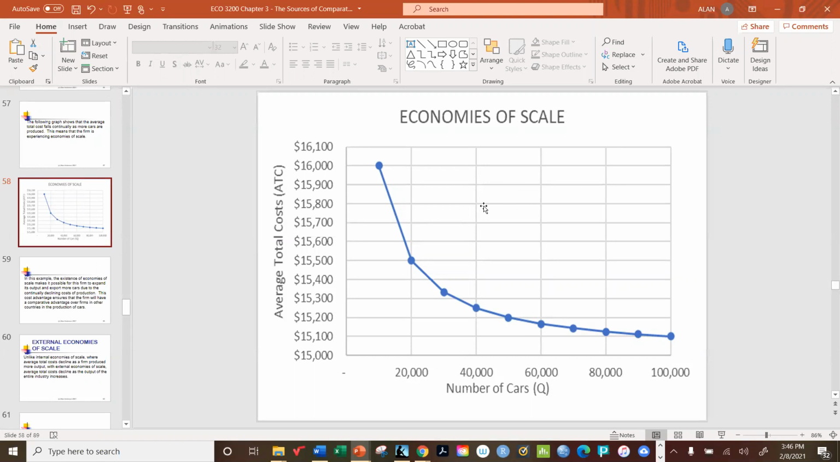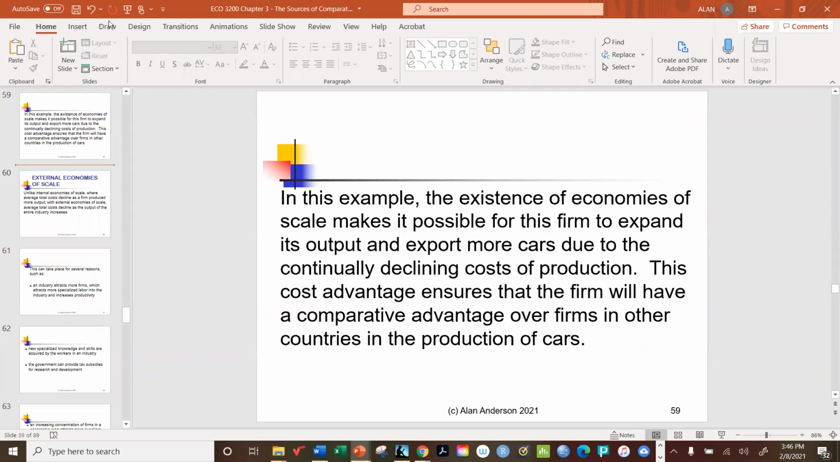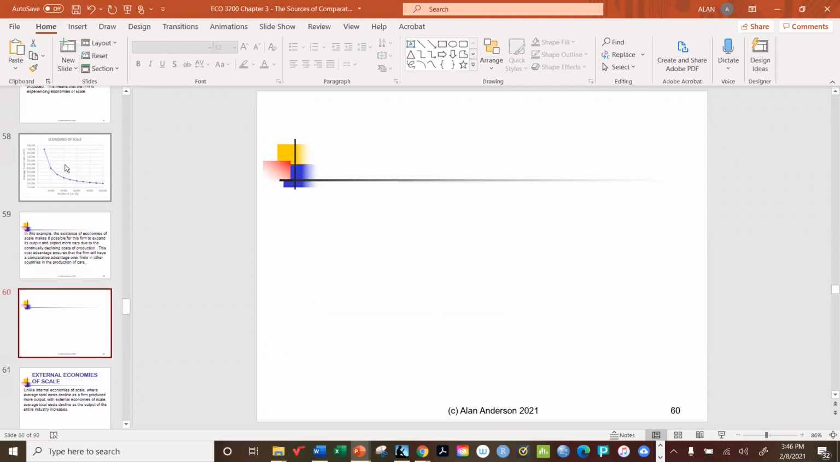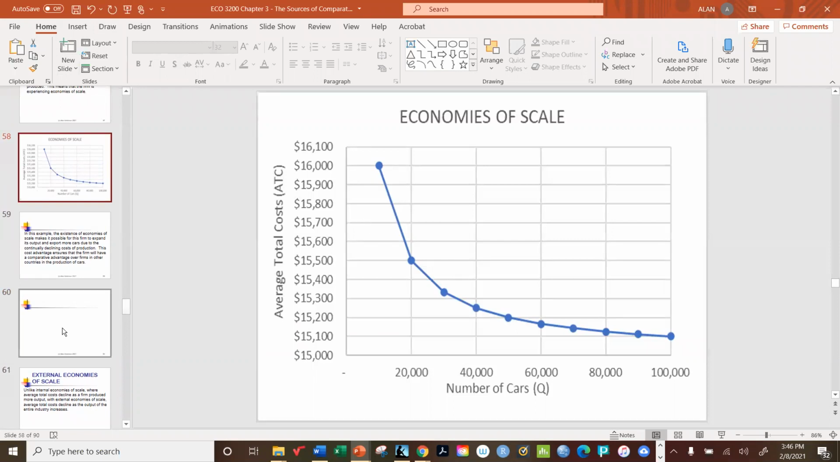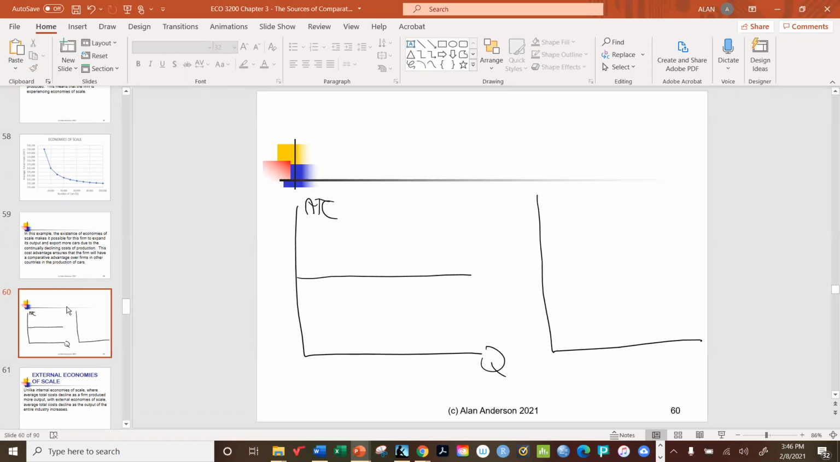Now, this doesn't happen in every industry, by the way. I just want to mention that. It's possible in some industries, you might see something like this taking place. Instead of the costs going down, let me just show you another possibility. For many industries, the average total cost never changes. It just stays the same. No matter how much you produce, it's just the same. This is sometimes called constant returns to scale. And so this is not going to give you a comparative advantage.